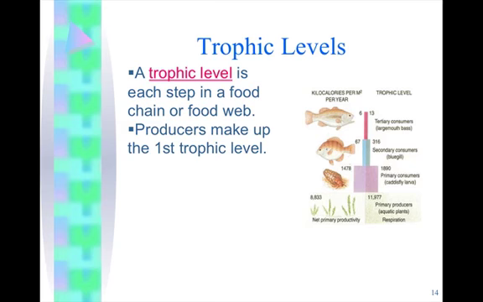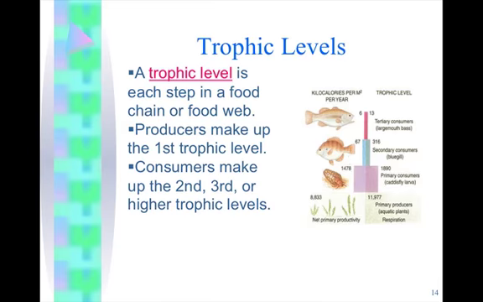Producers make up the first level. So that's going to be your grass, your algae, whatever's at the bottom of your food chain or your food web. Consumers make up the second, third, or higher trophic levels. And if we remember from the podcast that you watched yesterday, consumers are the ones that are going to eat something in order to get their energy.